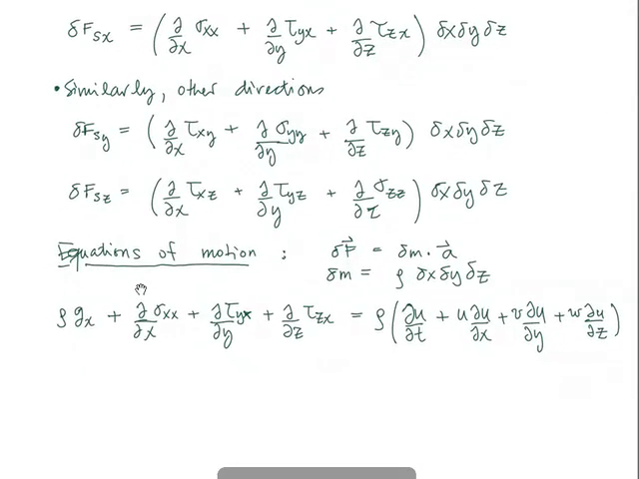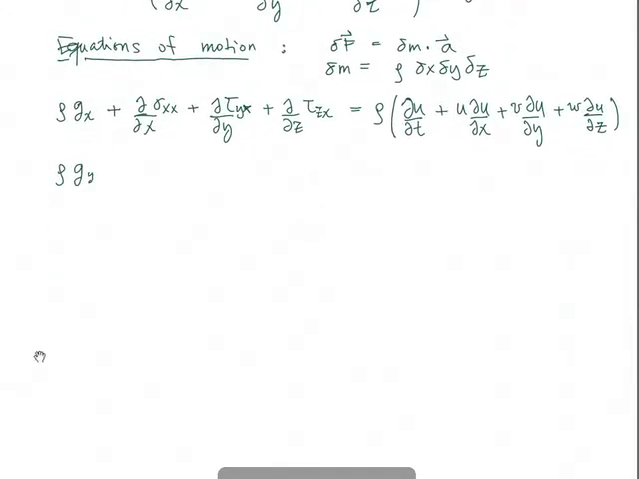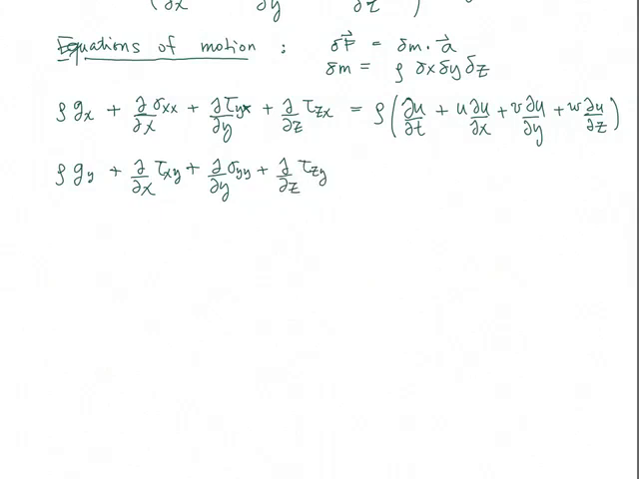So now we can write the equation of motion in the y direction. We have our body force, rho g y, plus ddx of tau xy plus ddy of sigma yy plus ddz of tau zy equal to our acceleration in the y direction, which is rho times the unsteady term dv dt plus u dv dx plus v dv dy plus w dv dz.